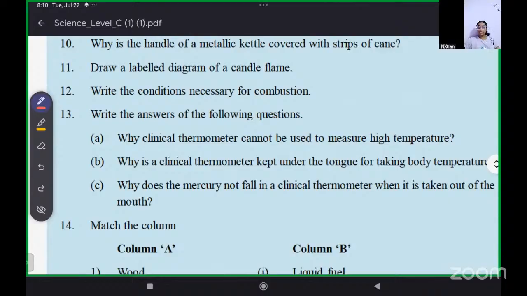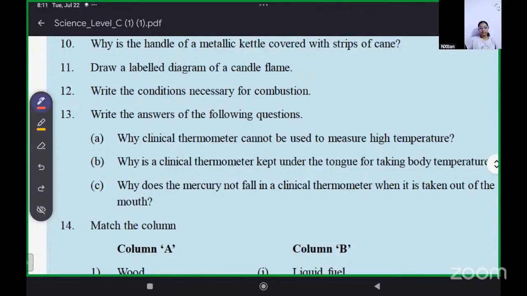Now, why is the handle of it covered with strips of cane? Ma'am, the strips of cane are a bad conductor of heat. That's right, so that it doesn't get hot and burn our hand when we touch it. Yes, Anna, the metallic kettle is a conductor of heat, and if you just touch it, it'll burn your fingers or hands.